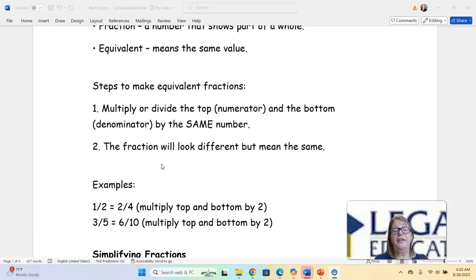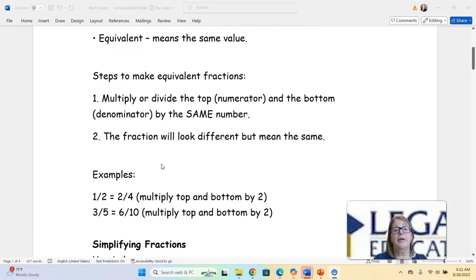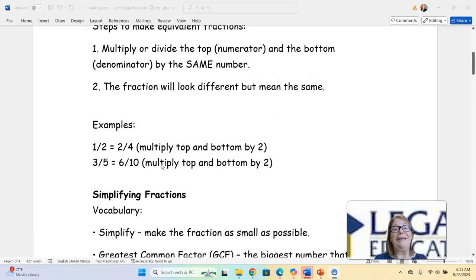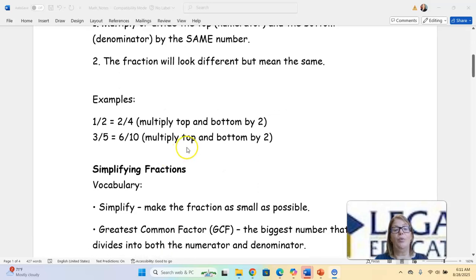Okay, so you can see here that, again, there's some vocabulary clarified for you in step 1. The top number is your numerator, the bottom number is your denominator. Always make sure you're attentive to that in the questions and the problems. And then, of course, the fractions might look different, but they mean the same thing. So, for example, 1/2 is equal to 2/4. They're both 1/2 of a whole, but they just look different.